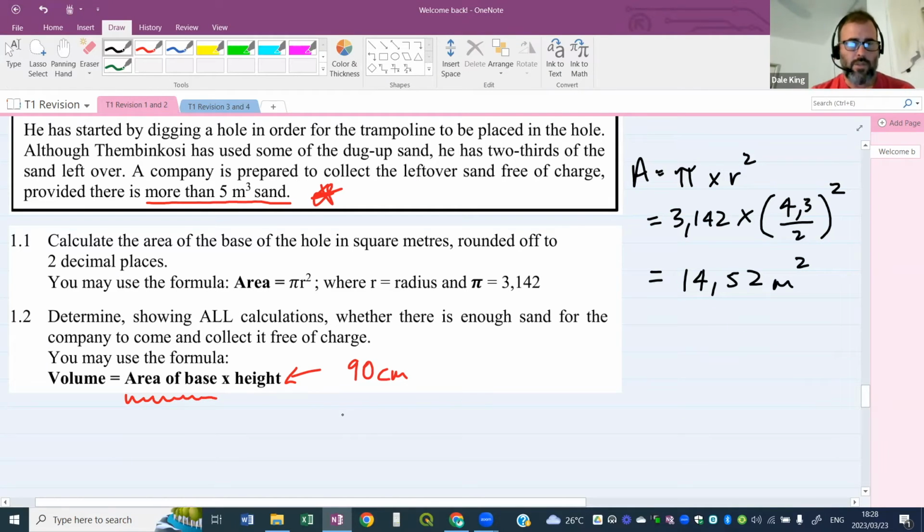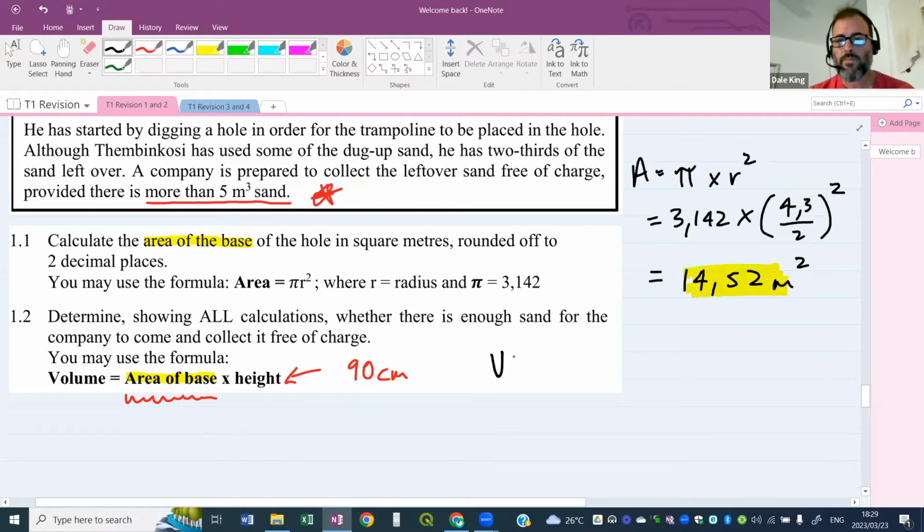The first thing we need to do is work out the volume of the hole. He's digging all the sand out of the hole, so we need to work out the volume. They give us a formula, area of base times height. These words, area of base, are from the previous question. So we've done that calculation. Here it is. It's 14,52. We're going to use that because that comes from the previous question.